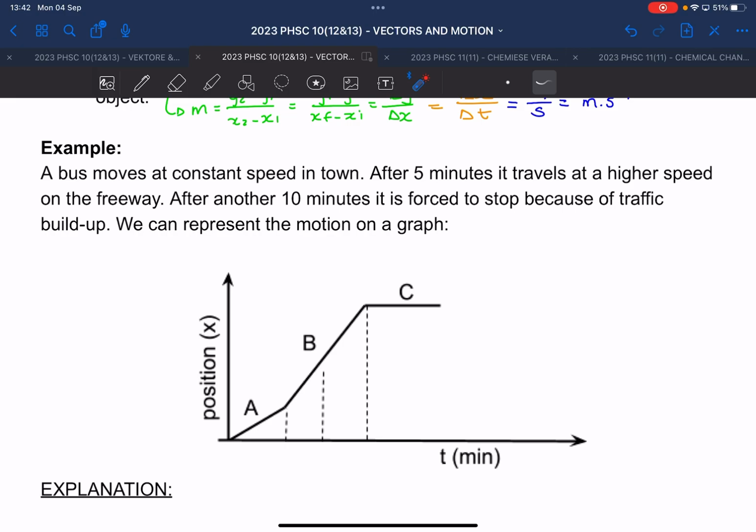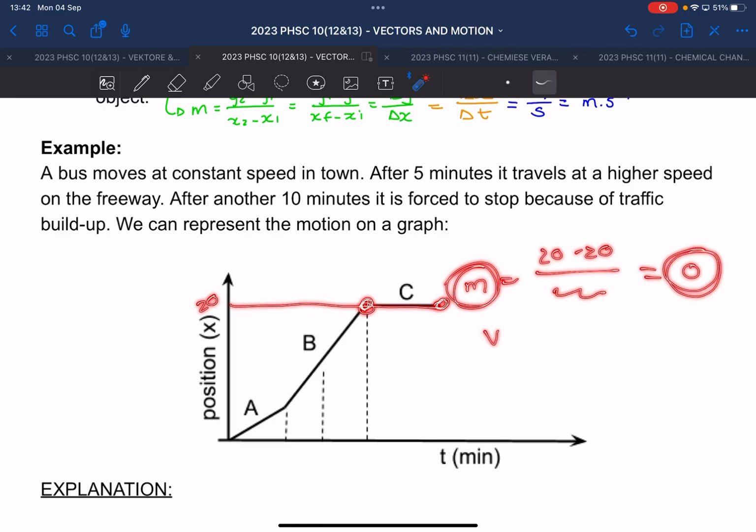Does it have a gradient here? If this value here is 20, how will you calculate the gradient? 20 minus 20, because 20 minus 20 gives you 0 over whatever. So because the gradient is 0, it means the velocity is 0, meaning it stopped. Can you see that?